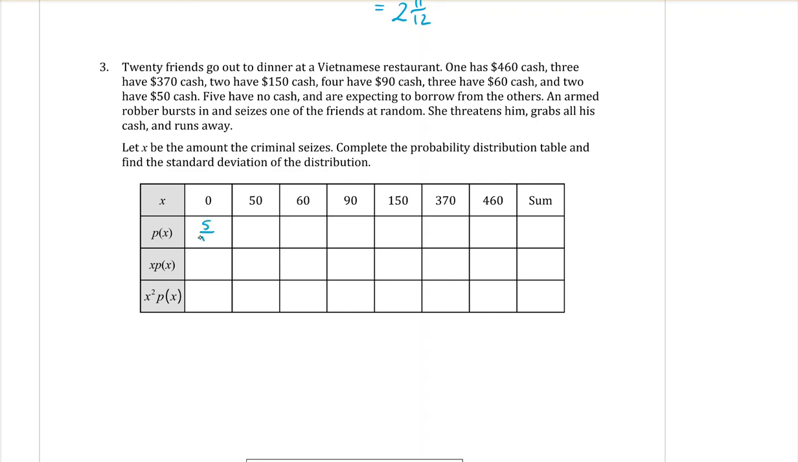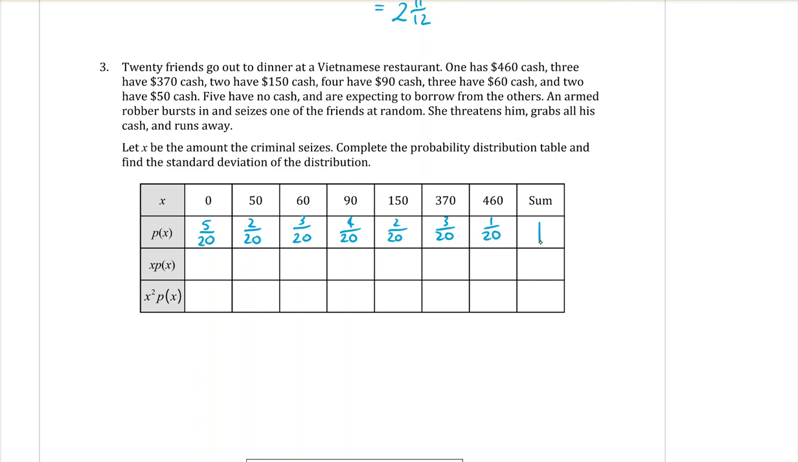There was a 5 in 20 chance that they had $0, 2 out of 20 chance, 3 out of 20 chance. You could read through these if you'd forgotten them from yesterday. 2 out of 20, 3 out of 20, and 1 out of 20, for a sum of 1. Then we worked out the x P(x). This is all the expected value stuff, exactly the same as yesterday. So going 0 times 5 over 20, and then 50 times that, to work out these numbers in here.